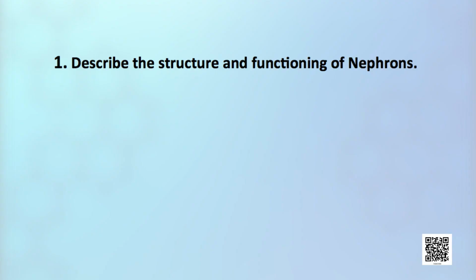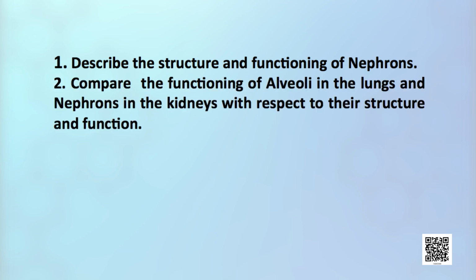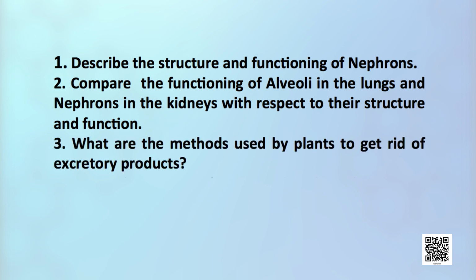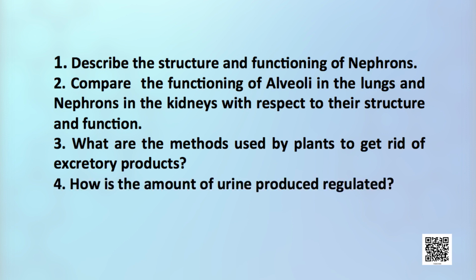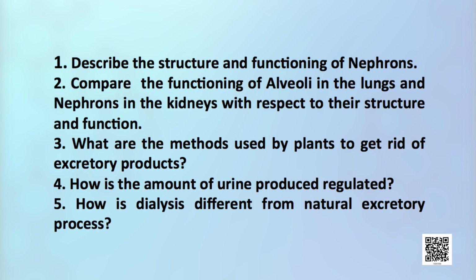Before we conclude the session, here is an assignment. Describe the structure and functioning of nephrons. Compare the functioning of alveoli in the lungs and nephrons in the kidneys with respect to their structure and function. What are the methods used by the plants to get rid of excretory products? How is the amount of urine produced regulated? How is dialysis different from natural excretory process?